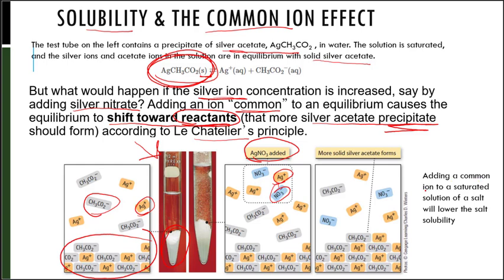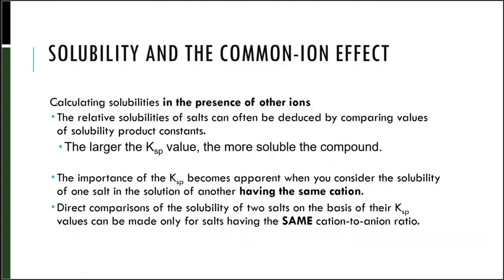And adding a common ion to a saturated solution of a salt will lower the salt solubility. If we're lowering the salt solubility, that means that we're going to have more precipitate. Let's look at calculating solubilities in the presence of other ions. The relative solubilities of salts can often be deduced by comparing values of solubility product constants. The larger the KSP value, the more soluble the compound.